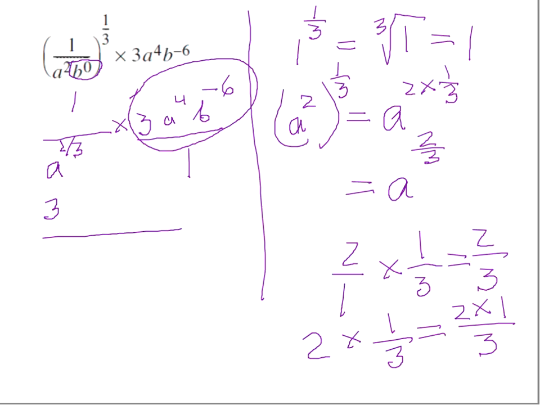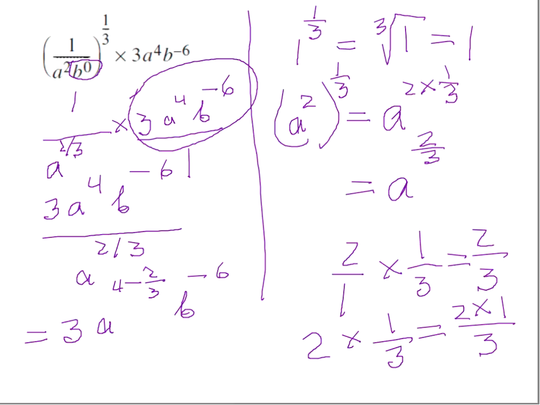So that would be 3, a to the power of 4, b to the power of -6, over a to the power of 2/3. Okay, equals, now 3 stays, a to the power of 4, take away 2/3, we subtract, and b to the power of -6.